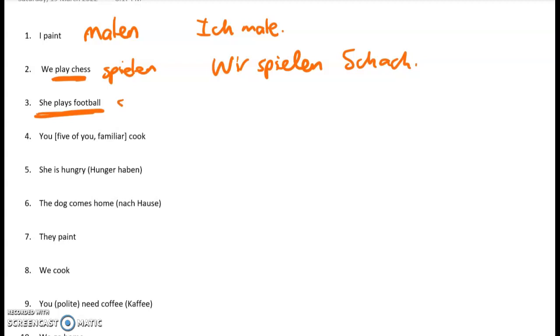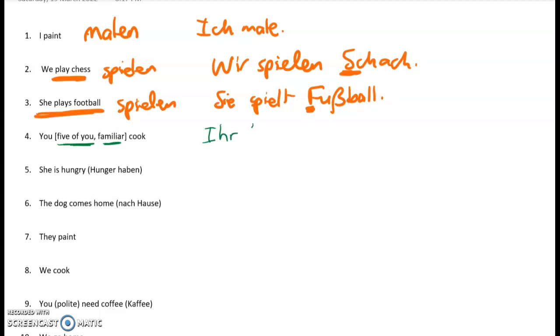She plays football. The verb again will be spielen. So it's got a capital S just because it's at the start of a sentence, right? Sie spielt Fußball. Notice also, guys, that my nouns have got capital letters. Some of you are having trouble remembering that. It just looks really weird to a German speaker to have nouns with small letters. So try and remember that as you go through these. You cook. Now, there are 5 of you cooking, and it's familiar. So it's going to be ihr kocht.